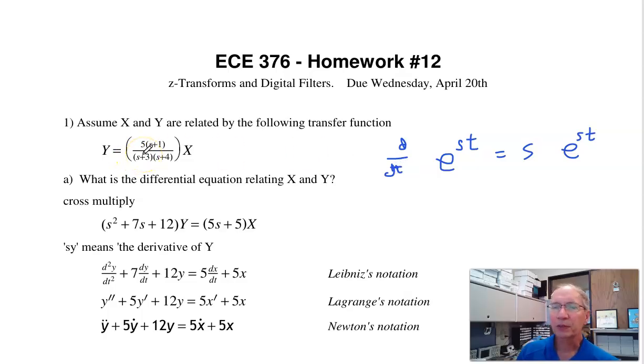To find out the differential equation, just multiply the polynomial, cross multiply. Note that S means derivative, so S squared is the second derivative of y. Sy is the first derivative, and 12y is 5 times the derivative of x plus 5 times x. This is using Leibniz notation. Lagrange used primes, Newton used dots. Different ways to represent derivative.